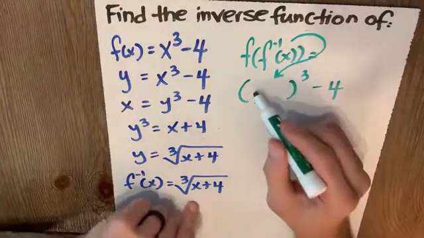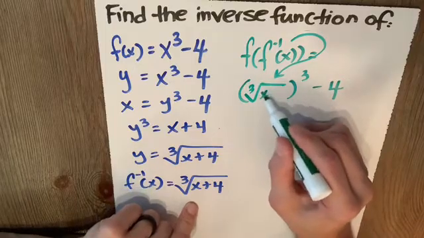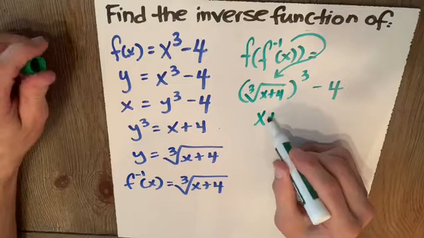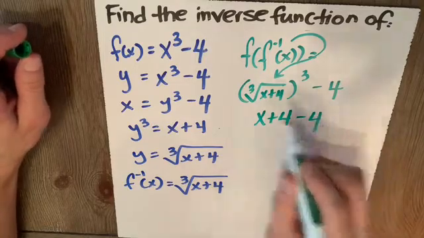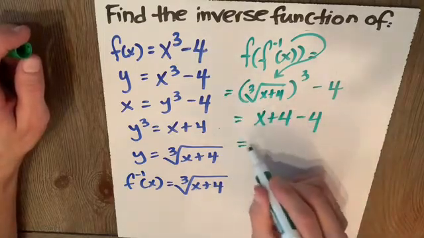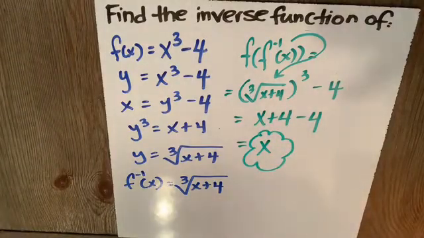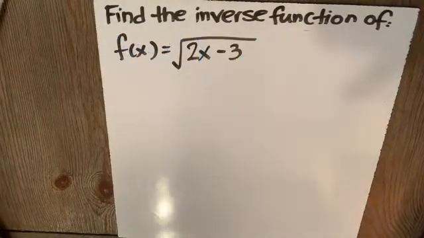Well, we just said it was the cube root of x plus 4. What's the cube root and cube? They undo each other, and we're left with x plus 4 minus 4, which is simply x. So look, we found the inverse again. Aren't we good? Find the inverse of f of x equals the square root of 2x minus 3.